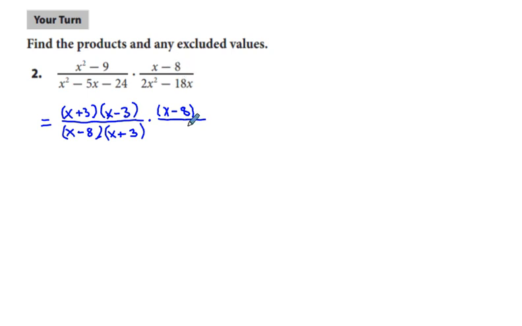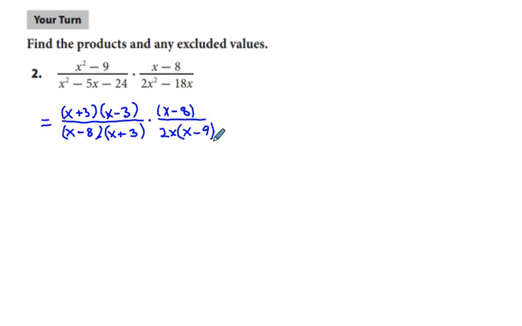Keeping in mind that we're going to want to put everything together, I'm going to put parentheses around this 8 minus x. Now we can factor the denominator, 2x squared minus 18x. What is the greatest common factor? I'm going to say 2x. So 2x times what equals 2x squared? It's going to be x. And 2x times what equals negative 18x? It's going to be minus 9. Is that right? It's 2x squared minus 18x. Yeah, that's right.